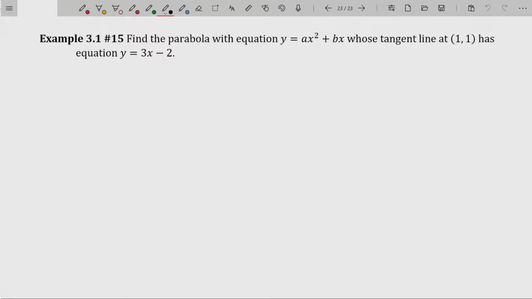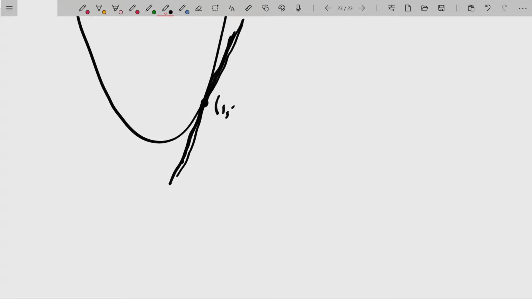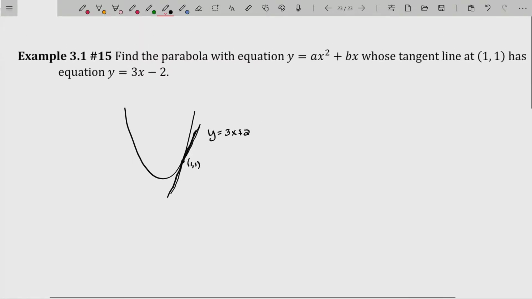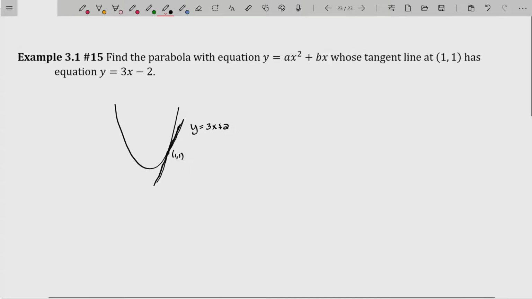All right, in this problem, find the parabola with equation ax squared plus bx, so there's no constant, whose tangent line at (1, 1) has the following equation. Now, this actually sounds worse than it is, but we want to find a parabola. I can't draw that parabola other than to possibly say that it opens up, but I'm not 100% sure it would. But we want to find a parabola whose tangent line, let's just pretend this is the tangent line at (1, 1). Whenever I solve a problem like this, I try to draw what I can, even if it's wrong. I try my best to give a visual of what's going on. And we want that tangent line at that point to have the equation y equals 3x plus 2. Again, I'm not telling you that that's what the parabola looks like. I'm just saying this is one possibility.